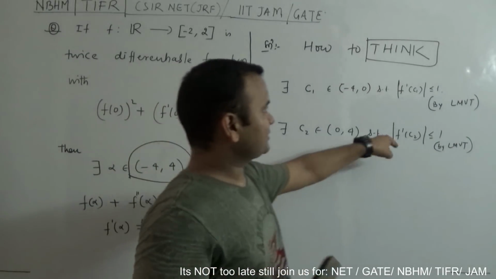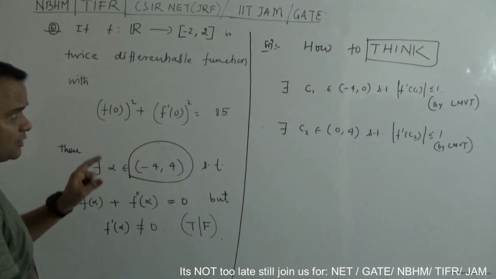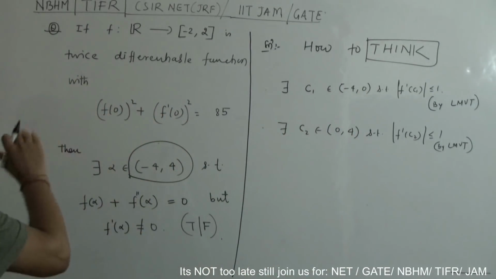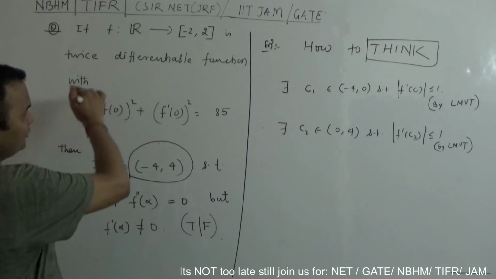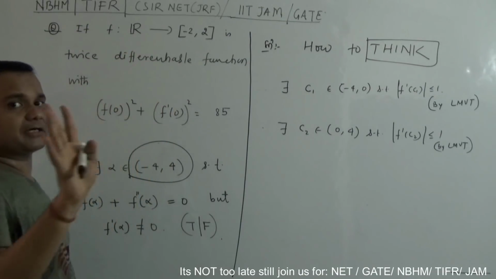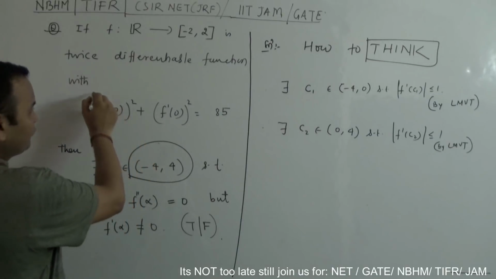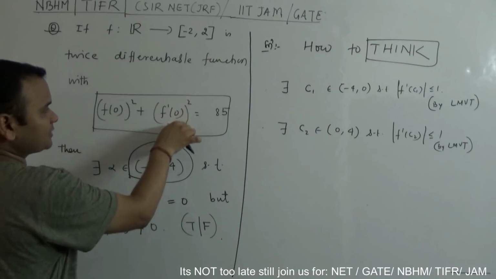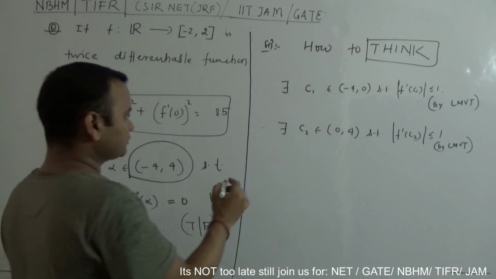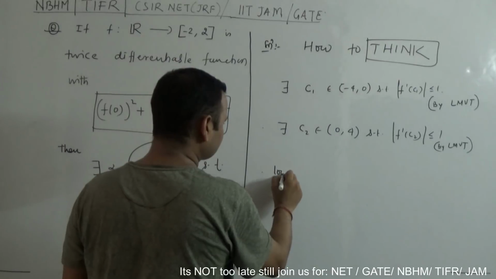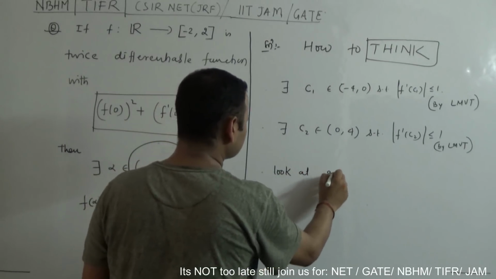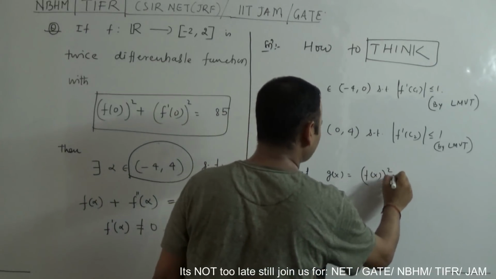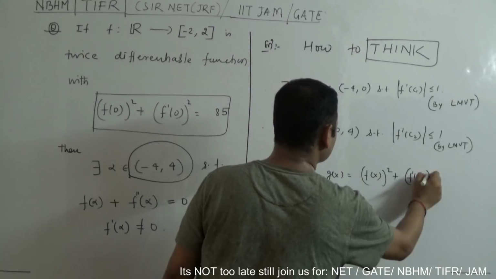Now I have to utilize this concept to answer this question. So I got c1 and c2 from minus 4 to 0 and 0 to 4. Okay. So now, I have used the differentiability part, but not the twice differentiability part. Now I want to use this. I am going to use this: f0 squared plus f prime 0 squared is equal to 85. So look at this function. f x squared plus f prime x squared.